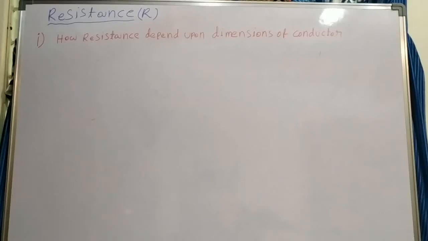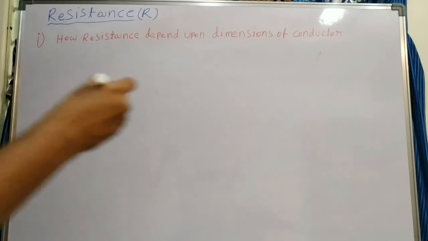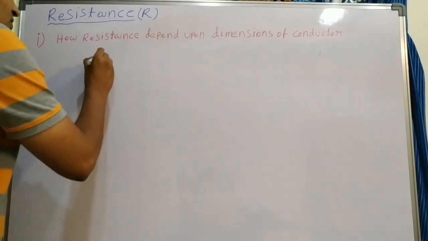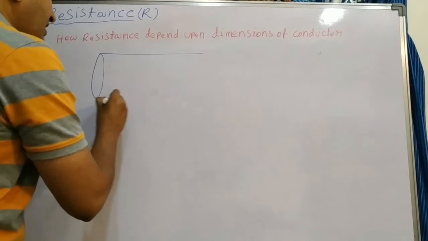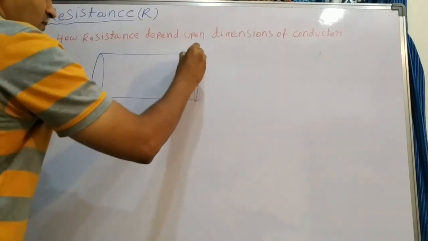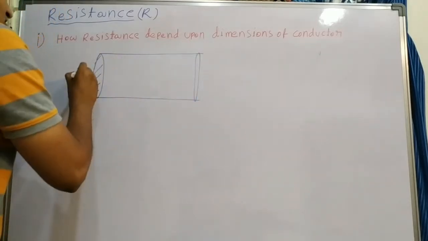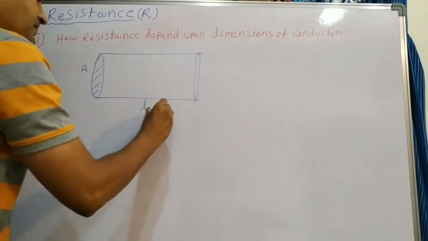Now see, resistance depends upon what factors? First we'll see how it depends upon dimensions. Dimensions are nothing but the length and area of cross section of the conductor. For example, take a conductor which has length L and area of cross section A.